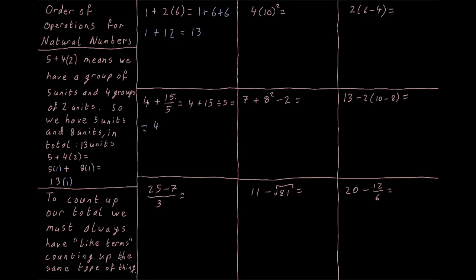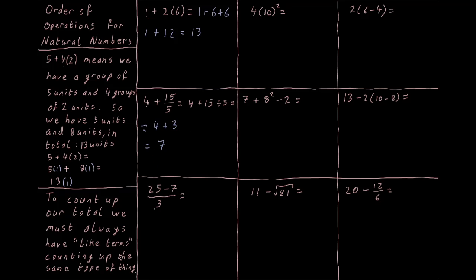I haven't done anything with that, so I just rewrite it. And then I have 15 divided by 5. Well, how many 5s go into 15? 3 of them do. So now I have units compared with units. Now I can just add up to my total of 7 units.